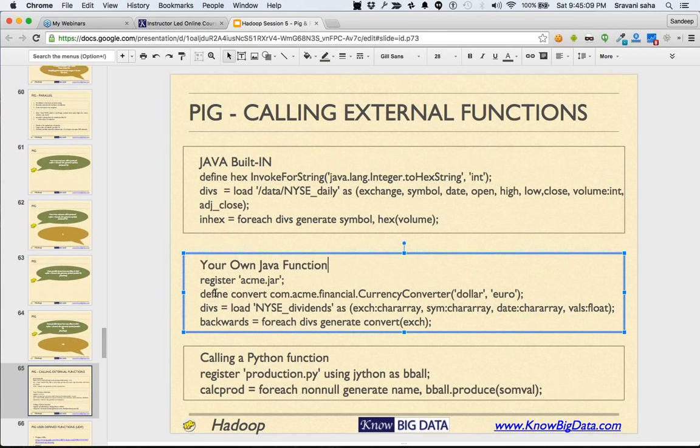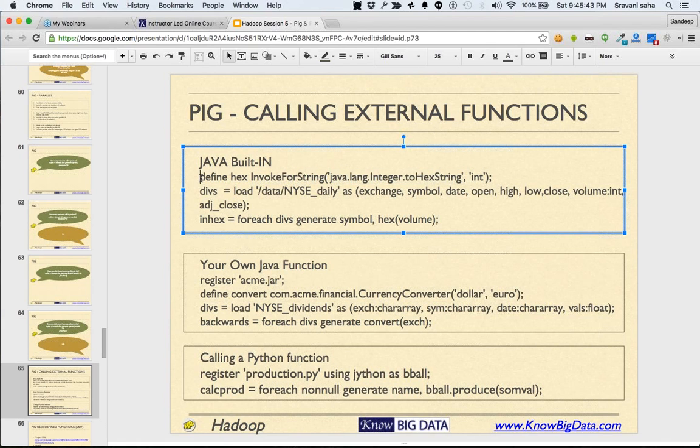All right. So sometimes you have to call external functions. Why do you need to call external functions? First, the capability may not be there in Pig. Let's say there is a function in Java, but there is no corresponding function in Pig. In those cases, you could simply define the function in the following manner. You could say define hex, invoke for string, and you could say this.